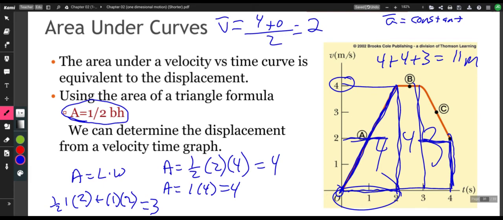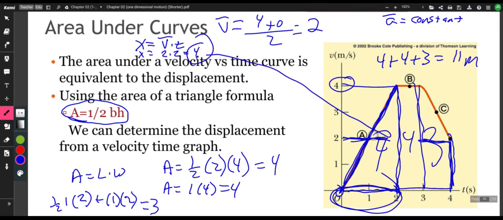And so what we are going to see in this particular portion of the triangle is that the average velocity is 2, happening for 2 seconds. So displacement is equal to velocity times time, average velocity times time. So x is equal to 2 times 2, which is 4, which means the displacement is 4. That's the same as the area.